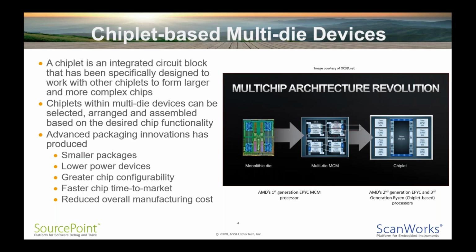Advanced packaging innovations have produced smaller packaging due to the small chiplets and 3D die stacking, and lower power devices. Each chiplet can be optimized for the best power characteristics. There is greater chip configurability: chiplets can be switched in and out of packages based on the function needed. There is faster chip time to market, since individual chiplets can be drawn from a library of known good die. And there are reduced overall manufacturing costs, as chiplet production is more cost efficient.